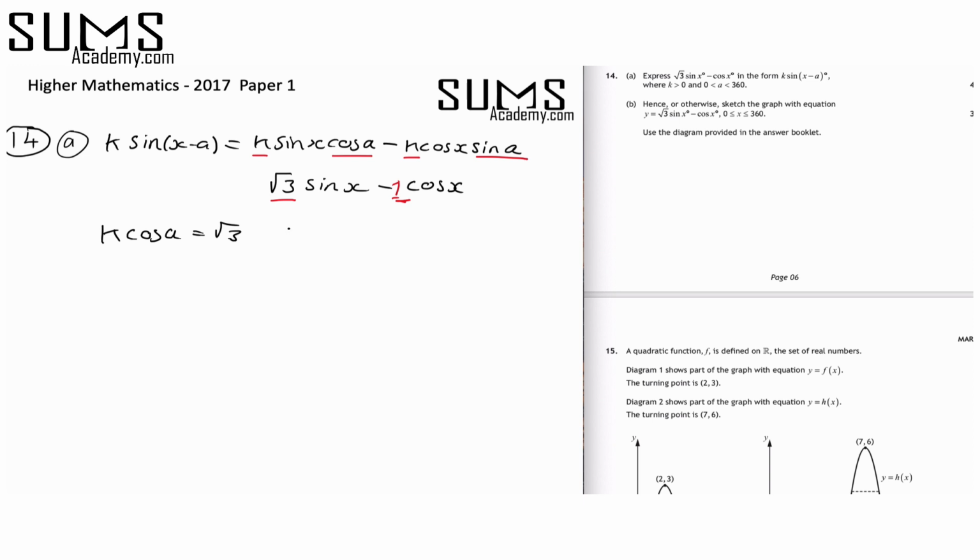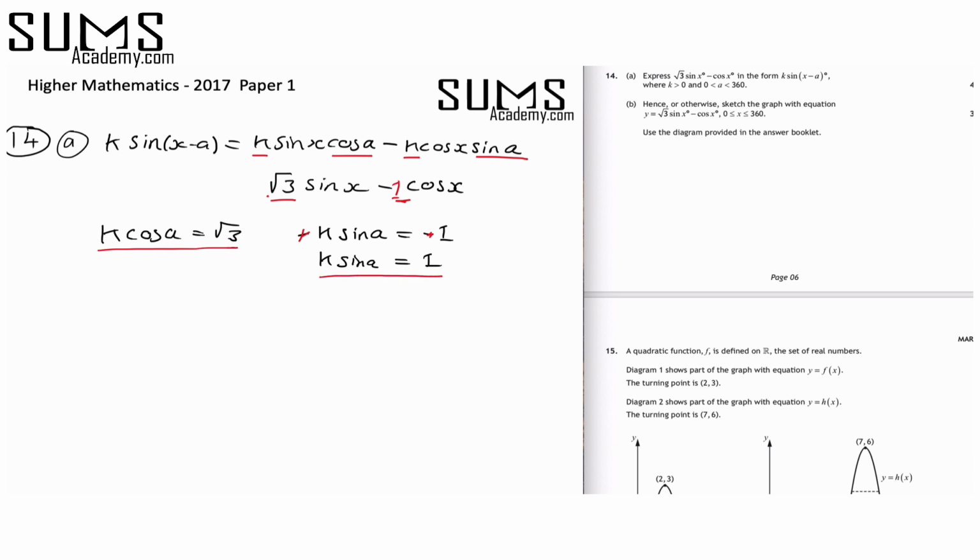Well, here we've got minus k, so we have minus k sine a equals minus 1. Actually, these minuses are just going to cancel, so you're left with k sine a equal to 1. Right, so there are your two coefficients.